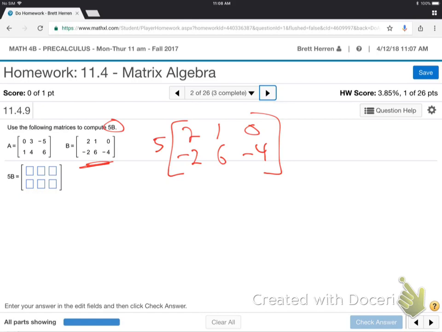So how do you take a single number and multiply a whole matrix? Remember, they made it up. How would you make it up? You have to make up all the rules when you make up a new system.